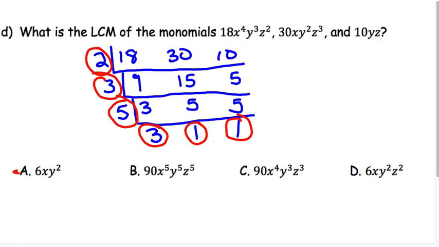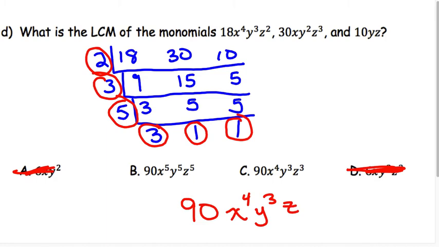So A is out and D is out. Again, both of those answers are gone. So I know my number is 90, and now I'm looking at my exponents. So what is the highest exponent for x? Look up top there. What's the highest exponent for x? Well, 4. What's the highest exponent for y? 3. And the highest exponent for z is also 3. So the correct answer again here is C.